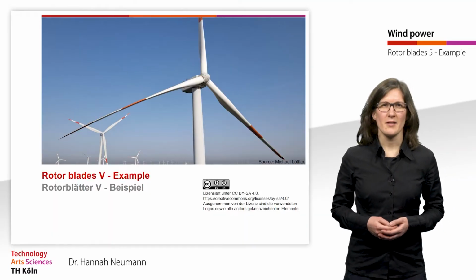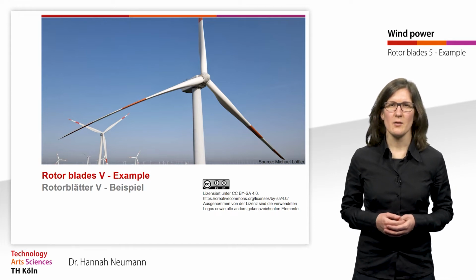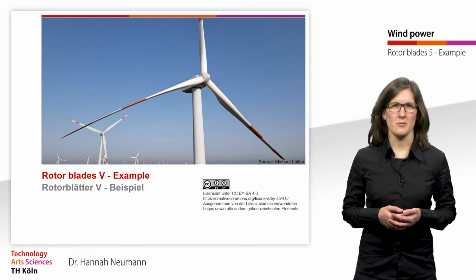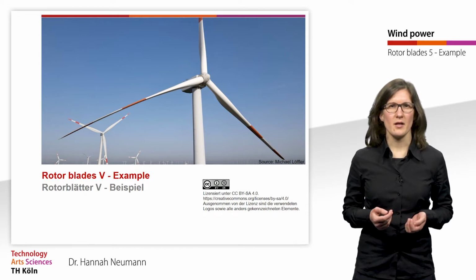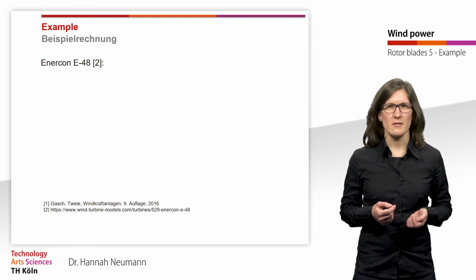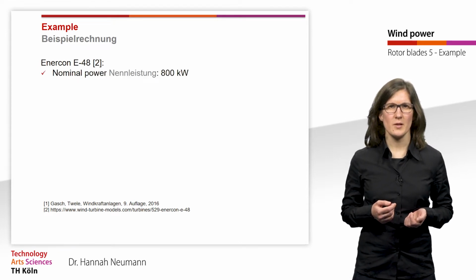And welcome. In this video I want to show with the help of an example how we can dimension a rotor blade using the blade element theory. For the dimensioning I have chosen an example wind energy plant which is the Enercon E48. This plant has a nominal power of 800 kilowatt.